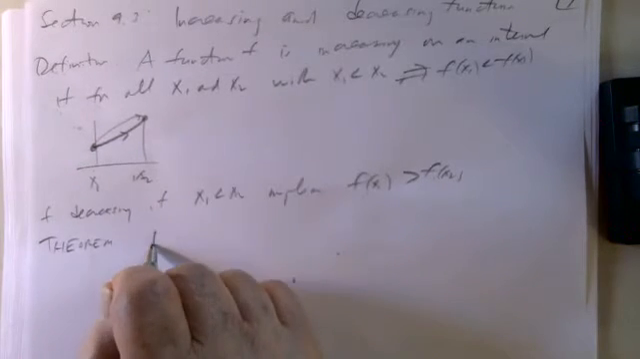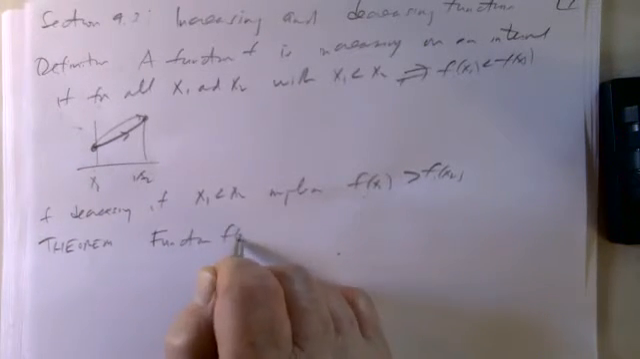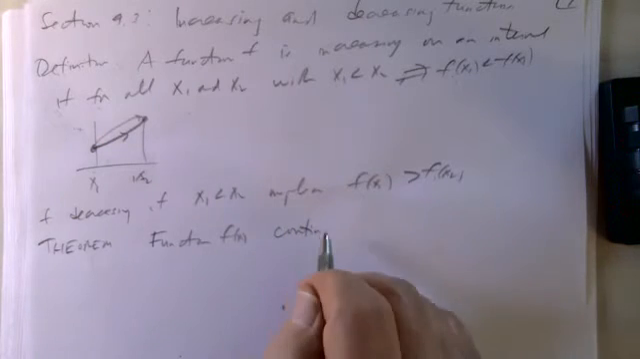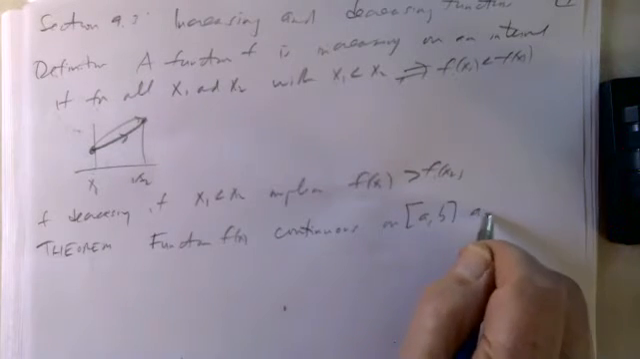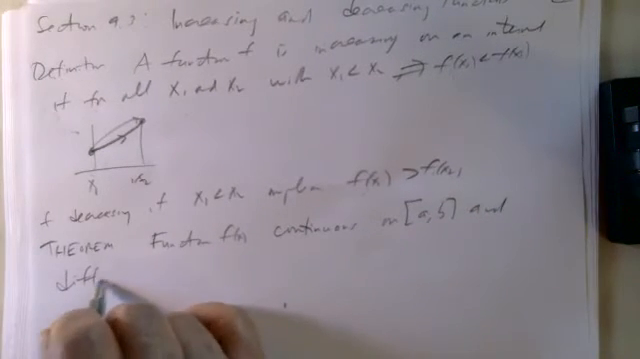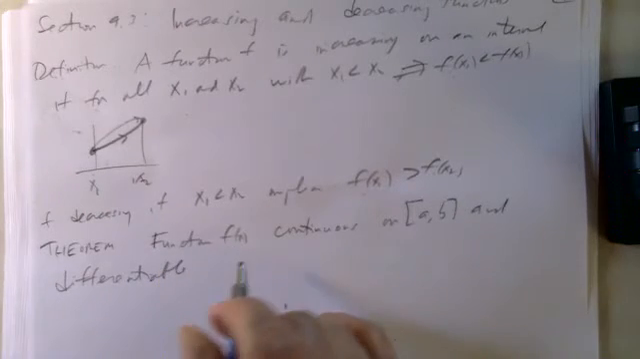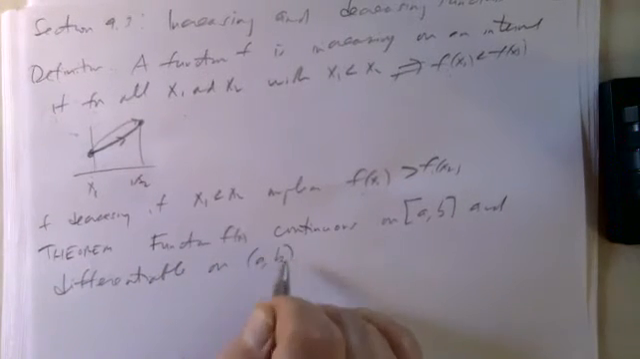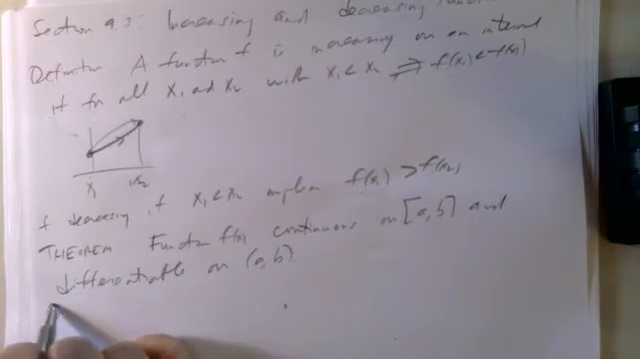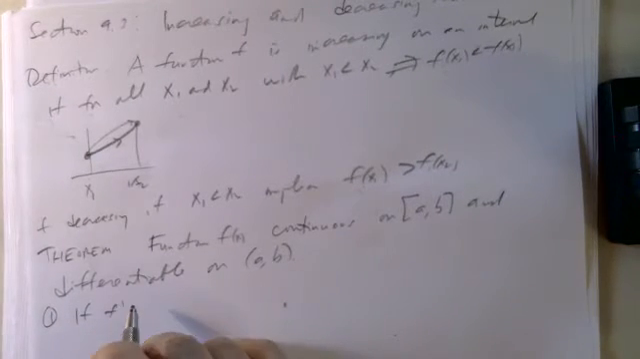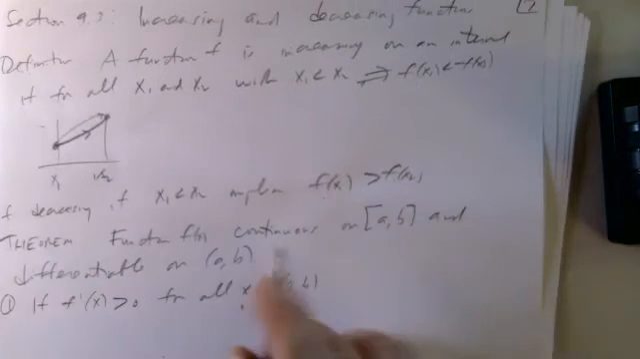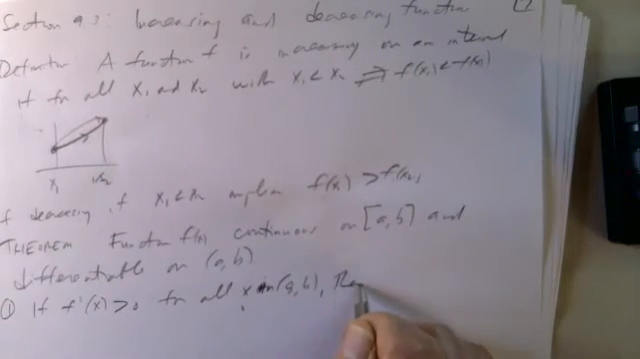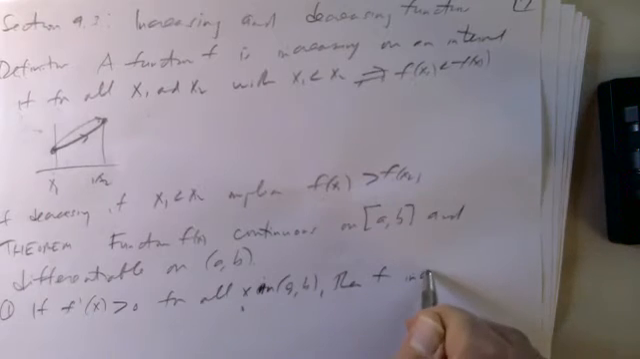So we have a function f of x, and our standard hypothesis is that it's continuous on a closed interval from A to B, and differentiable, has a derivative, on the open interval from A to B. And the theorem says that if f prime of x is greater than 0 for all x in the open interval from A to B, then f is increasing.